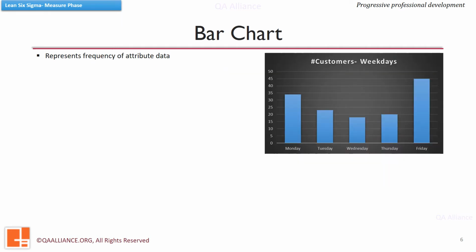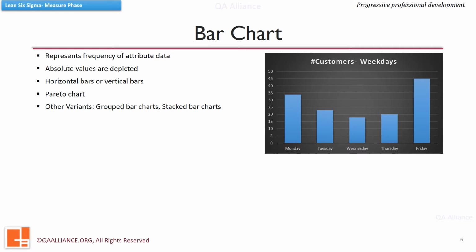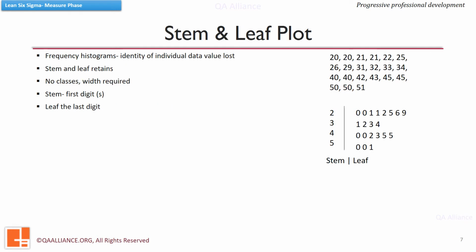When we have to analyze the frequency of attribute data, bar charts can be used. In a bar chart we get to see the absolute values of data. Bars can be presented horizontally or vertically. An important type of bar chart is the Pareto chart, which is created by plotting the data categories in descending order. Stem and leaf plots are another type of graphical analysis.